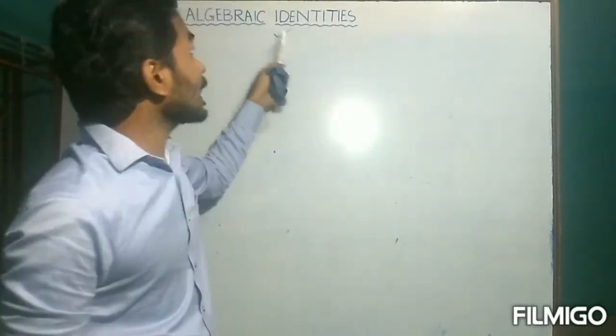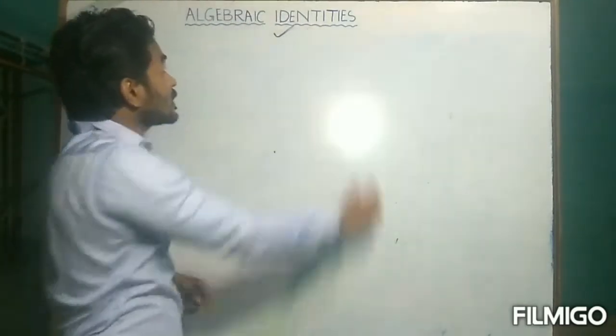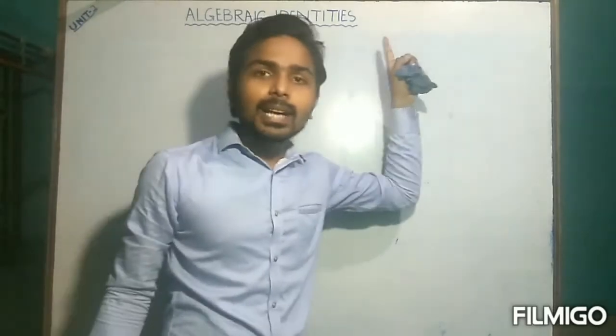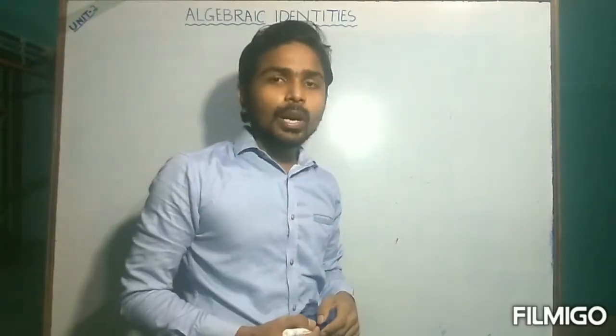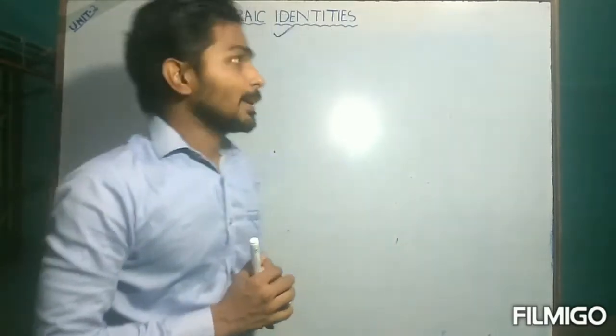And what is the technique? The technique is known as algebraic identities. Today we will discuss what algebraic identities are and how this technique is used to factorize a quadratic polynomial of any type. Okay, so let's get started.